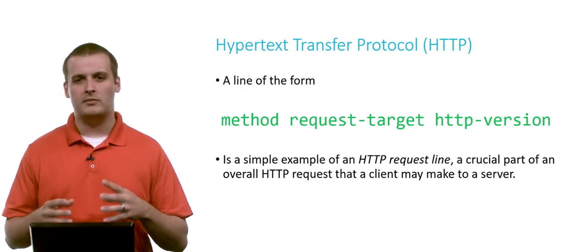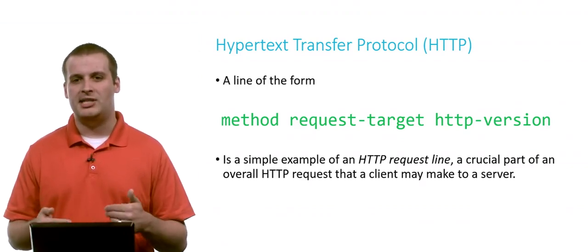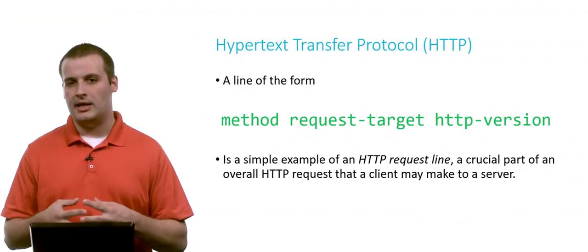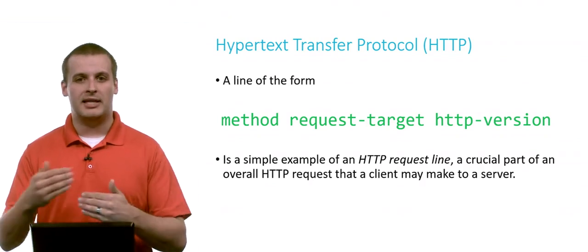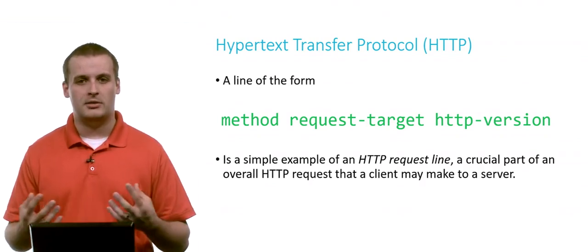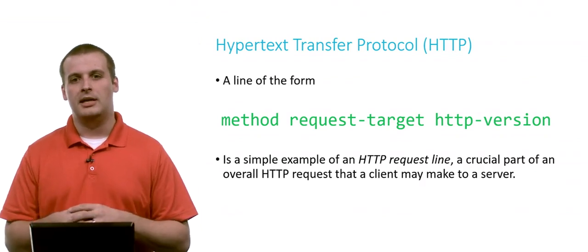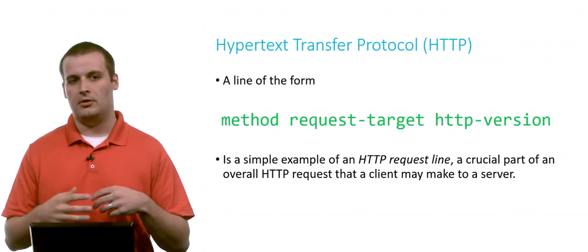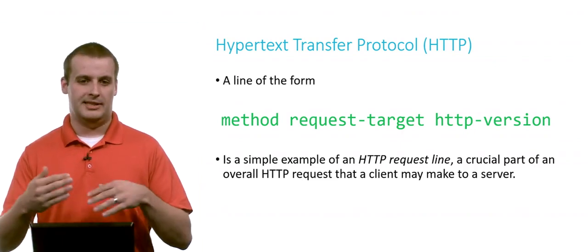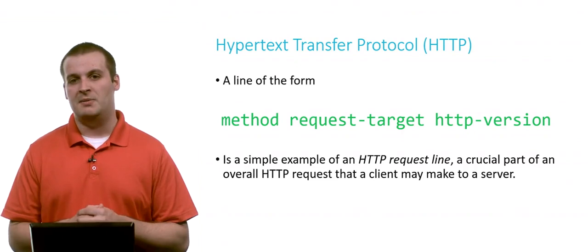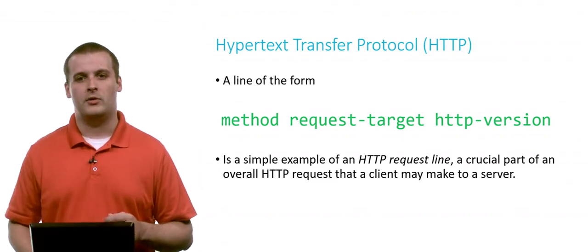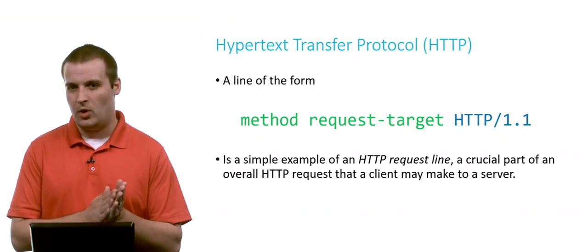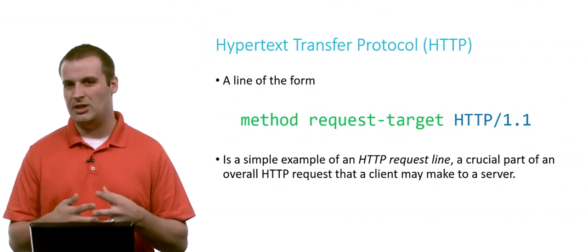So a line of the form method, request target, HTTP version, is called an HTTP request line. It's usually the first thing that is transmitted as part of an HTTP request. It's sort of like, as I said, saying dear blank at the top of your letter. They know that you're writing them a letter. So this is very similar to saying, I know that they're making an HTTP request, and this is the particular format they're asking for. HTTP version is probably always going to be HTTP/1.1. 1.0 also exists, but isn't really used anymore.